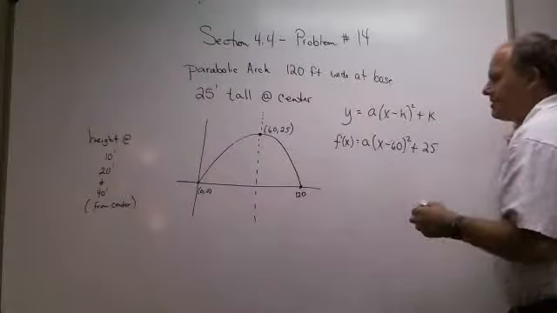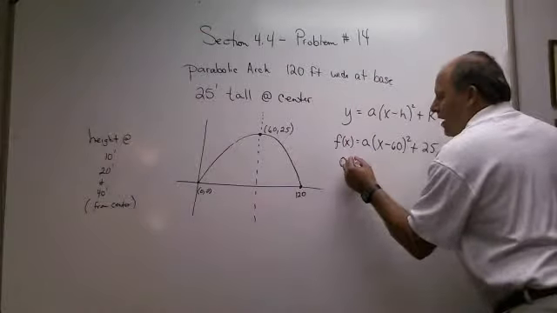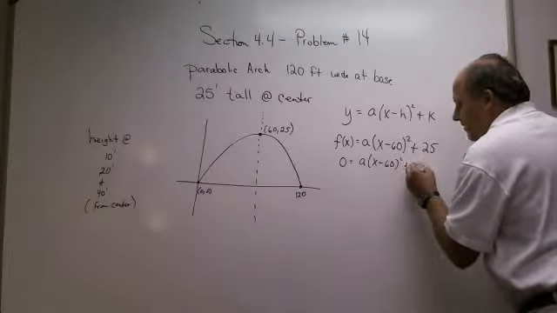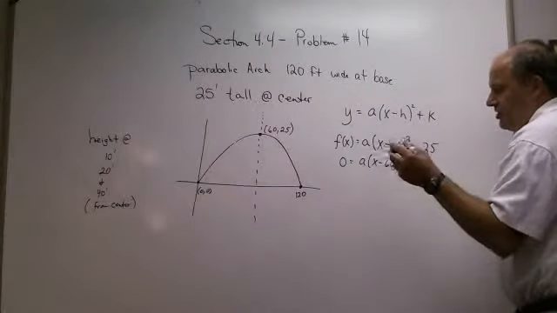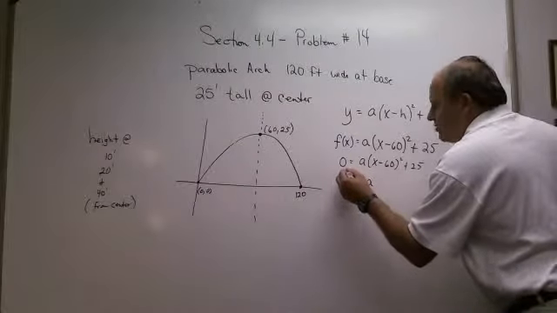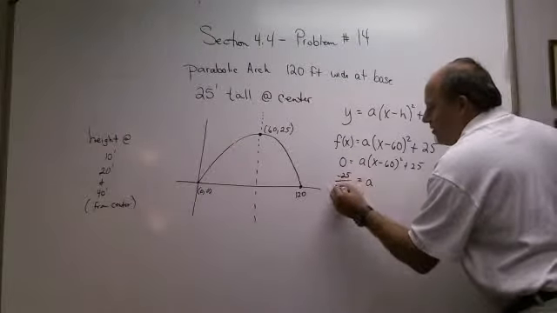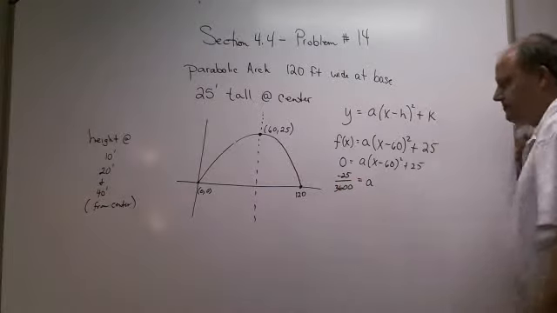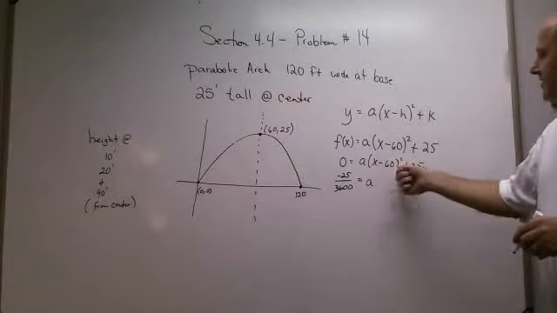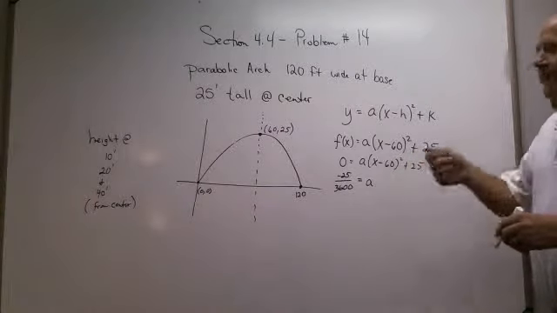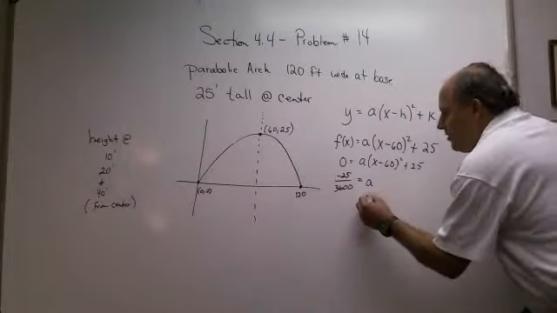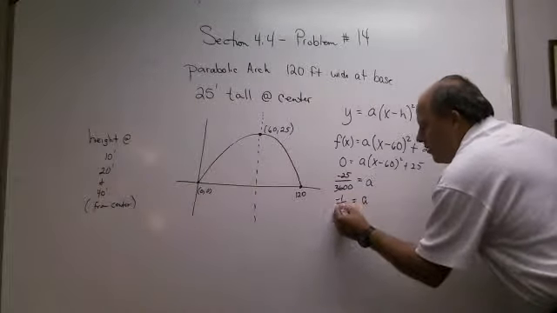If you use the point (0, 0), you get 0 for y equals a times (x minus 60) squared plus 25. If you start solving for a, it basically turns out to be negative 25 over 3600. That's what a is. You move the 25 over, negative 60 squared is 3600, and divide by the 3600. So that's what a is. Now, that actually reduces down to negative 1 over 144.